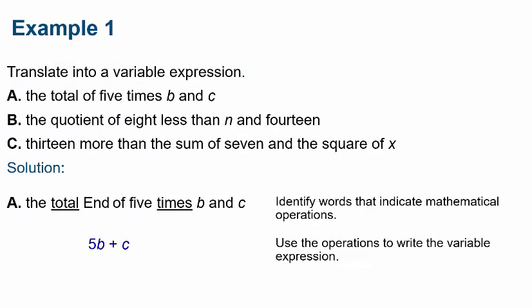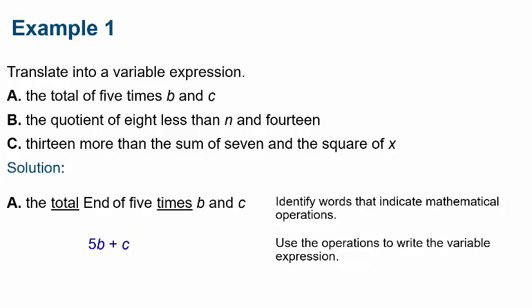Okay, so let's do some examples. Here's what I want to do. I want to translate into a variable expression the following. The total of 5 times b and c. Okay, that's tricky. The quotient of 8 less than n and 14. Okay. 13 more than the sum of 7 and the square of x.